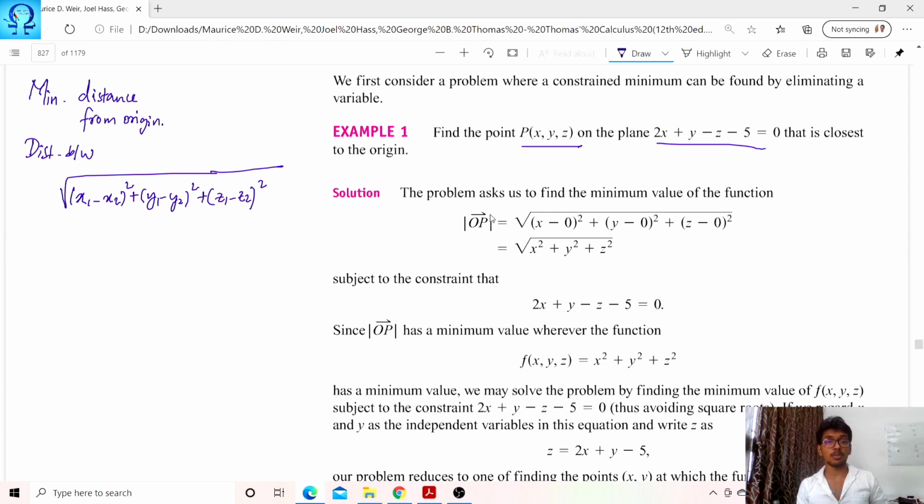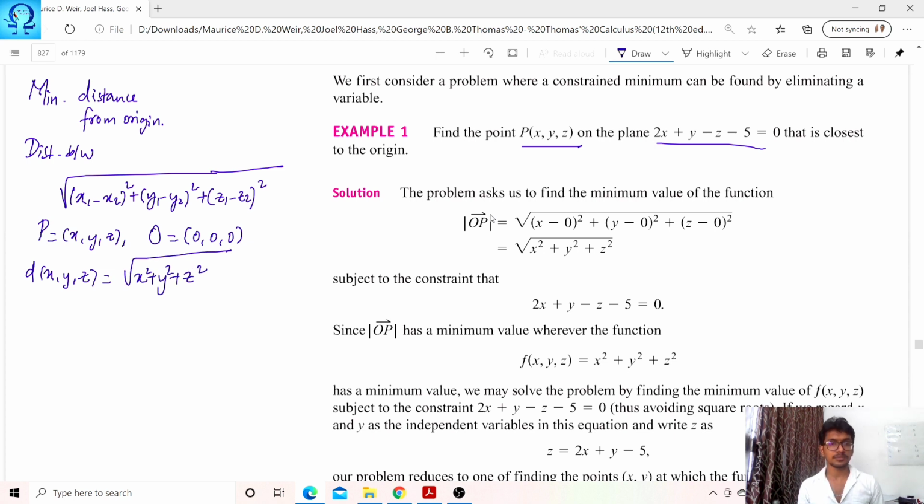So if we are talking about the distance from the origin to any point, let us take the point as (x, y, z), and the origin is (0, 0, 0). That is, if you replace x2, y2, z2 with 0, then the function that you have to consider here, let me write that function as d, since it is distance, is under root x squared plus y squared plus z squared.